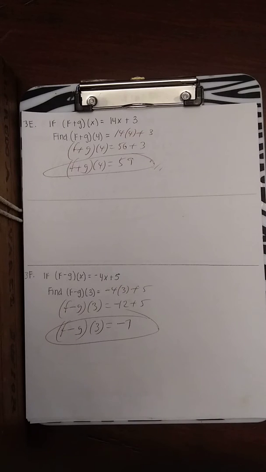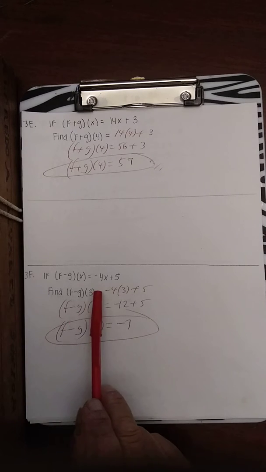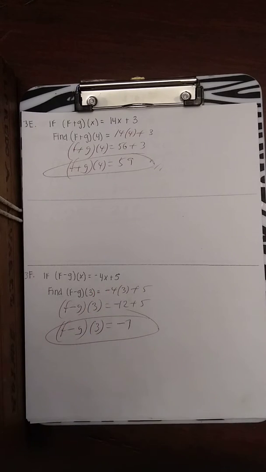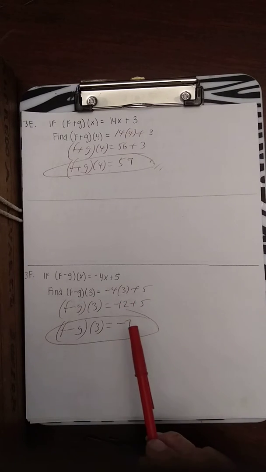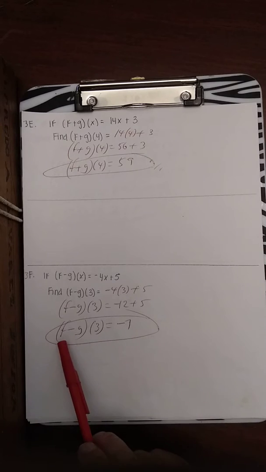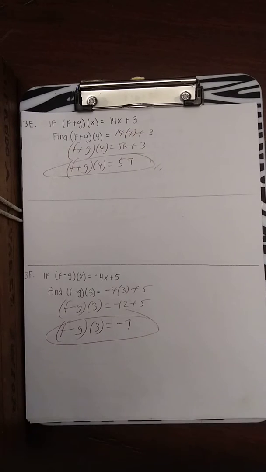Now, f minus g of x is going to be negative 4x plus 5. Put the 3 in there. Negative 4 times 3 is negative 12. Negative 12 plus 5 is negative 7. So f minus g of 3 is negative 7.